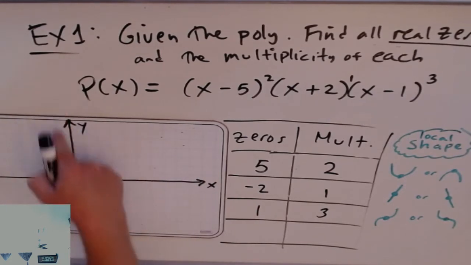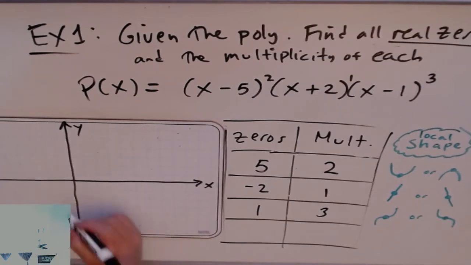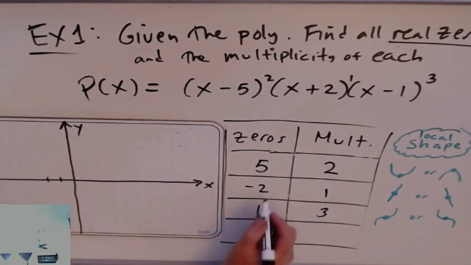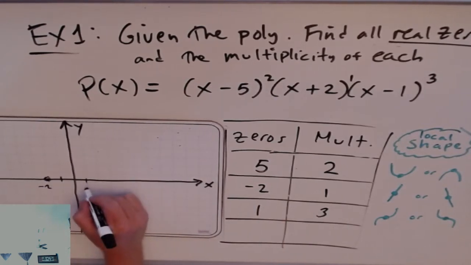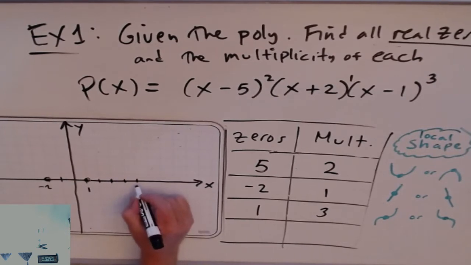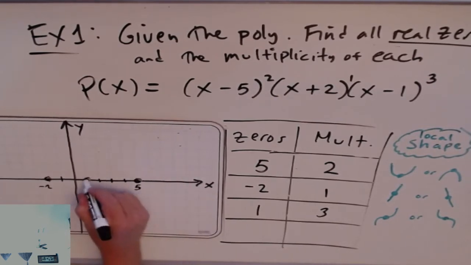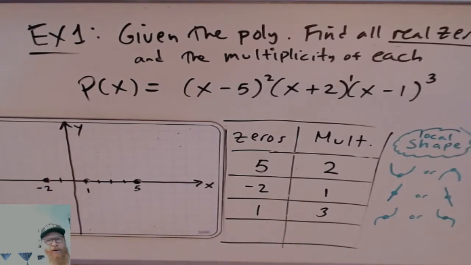Right. Now I am going to draw the y-axis, but I'm not really concerned with the intercept on the y-axis. Maybe I'll mention it before I walk away from this problem. But so I've got -2, 1, and 5. Hopefully that's clear. -2, 1, and 5. Those are my x-intercepts, also known as my real zeros.